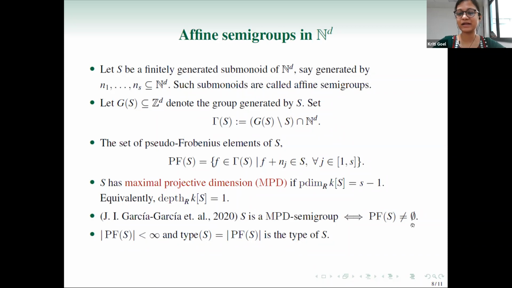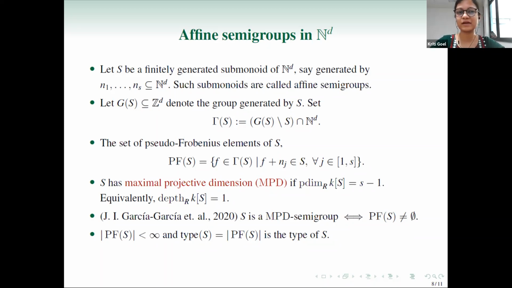The second observation being that, of course, when we would want to work with pseudo-Frobenius elements, we want the set to be non-empty. This means we have to force the condition of the semigroup to be an MPD semigroup, and we do have a large class of rings which satisfy this property. But then we also lose one thing.